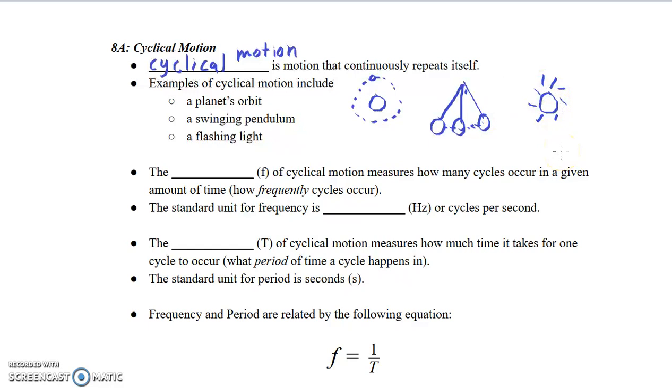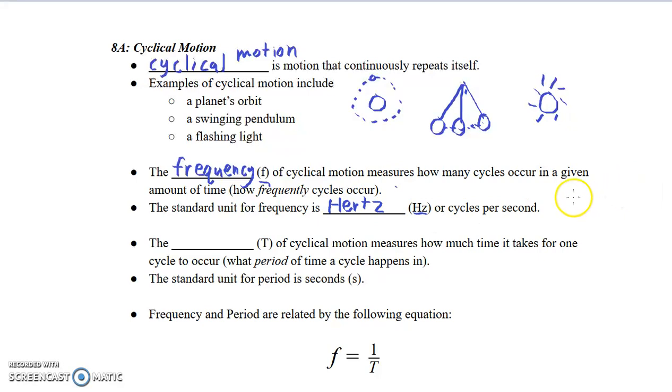The next thing is there are two quantities that are associated with cyclical motion that we're going to talk about, and there's a little bit of math associated with them. The first one is frequency. The frequency, with the little symbol lowercase f, of cyclical motion measures how many cycles occur in a given amount of time, or how frequently something is happening. And the standard unit for that frequency is going to be hertz, abbreviated Hz, and that's going to talk about cycles per second.